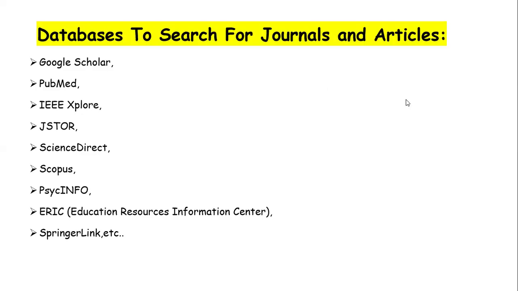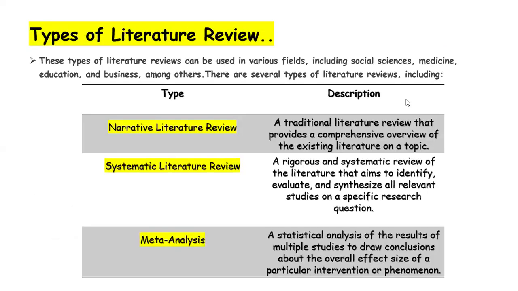So these are basically some databases to search for journals and articles: Google Scholar, PubMed, IEEE Xplore, JSTOR, ScienceDirect, Scopus, PsycInfo, ERIC (Education Resources Information Center), and SpringerLink. Okay, many more journals and different databases and search engines are also available which we can use. But these are the main sources or databases we are using in medical, in social sciences, or in other types of fields.